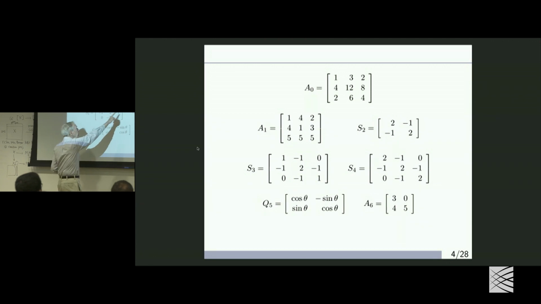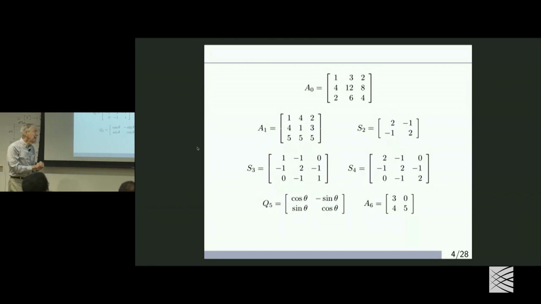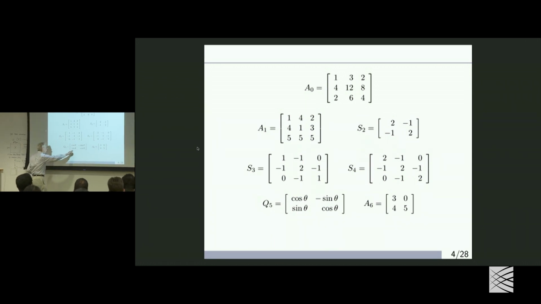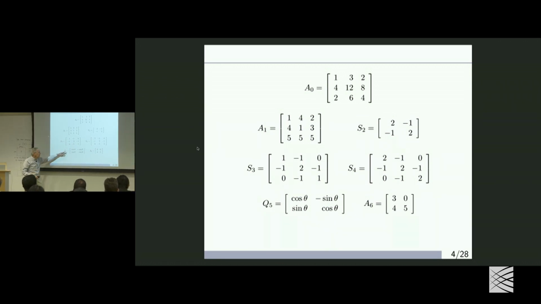Here are some symmetric matrices that I like. This -1, 2, -1 pattern, second differences, appears all over applications. Here's a matrix of a different sort. The columns are cos theta, sine theta, and minus sine theta, cos theta. What kind of a matrix is that? That's a rotation. So that would be an example of an orthogonal matrix.